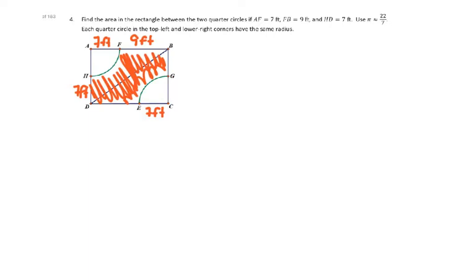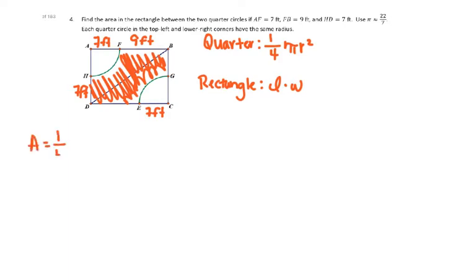So I'm going to write out 2 things. Remember that we find the area of a quarter circle by saying 1/4 pi r squared. And we find the area of a rectangle by length times width. So it does not matter which one we find the area of first. It's probably easier to find the area of the quarter circle first. So let's do that. The area of the quarter circle equals 1/4 pi times the radius squared.